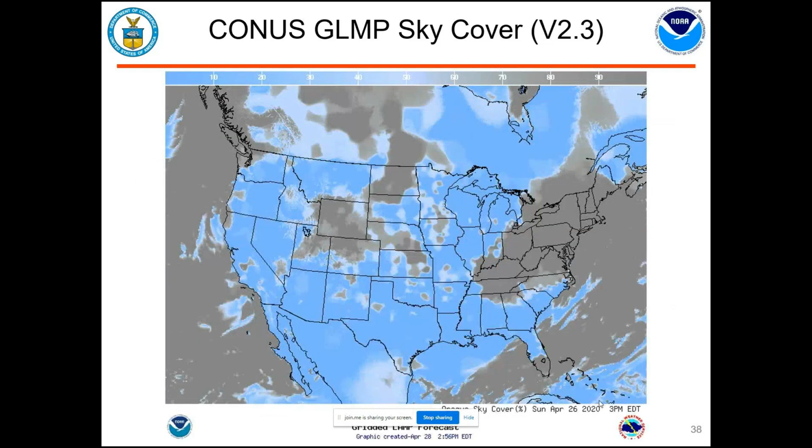Here is an example product of our gridded sky cover amount for the CONUS that covers the full NBM domain. In addition to this, we also make gridded probabilities of the cumulative probabilities, as well as discrete for each of the 5 sky cover categories.